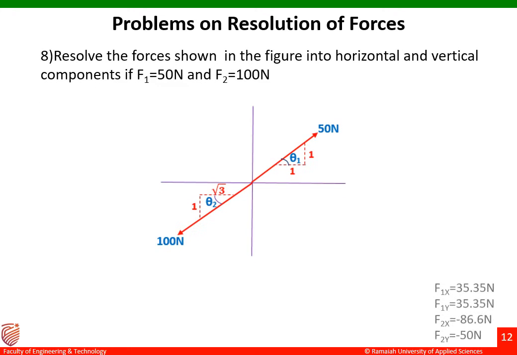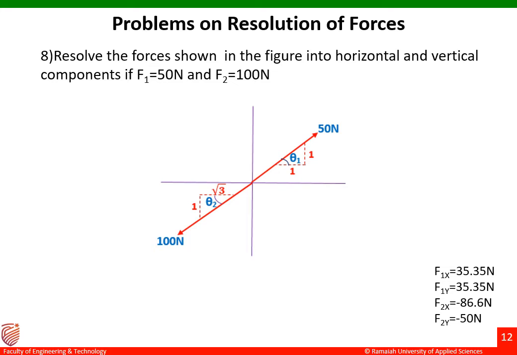The next problem is: resolve the forces shown in the figure into horizontal and vertical components if F1 equal to 50 Newton and F2 equal to 100 Newton. You can see in this figure there are two forces which are acting in the first quadrant and in the third quadrant. So we have to make sure what are the signs of the x component and y component for the individual forces here.